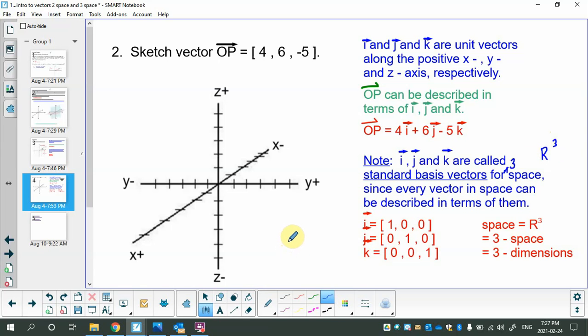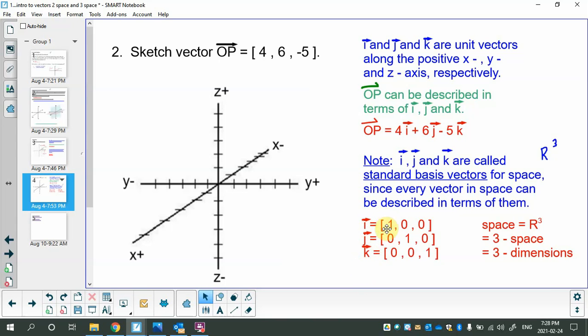Since every vector in space can be described by them. Space is 3 dimensions. My vector symbols are a little bit off, but I bet I've locked them in. Oh, I did not. So this little vector symbol should be here, this one here, and this one here.